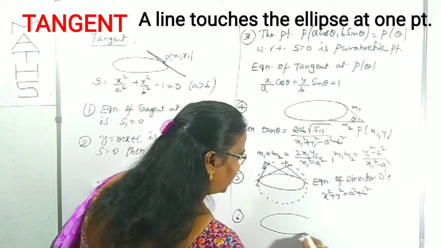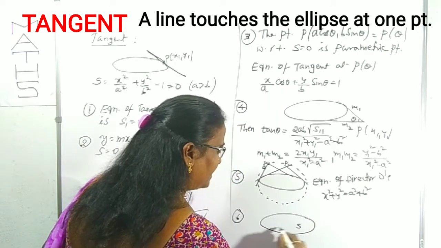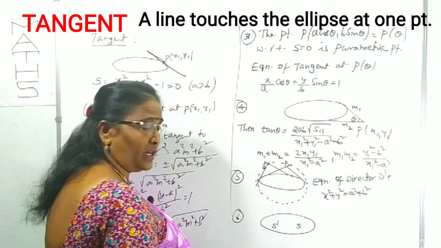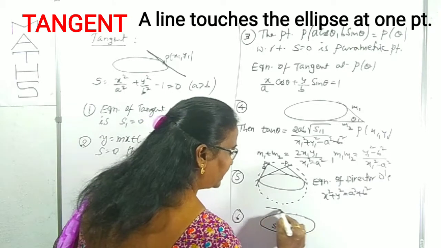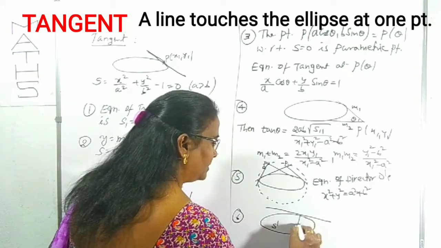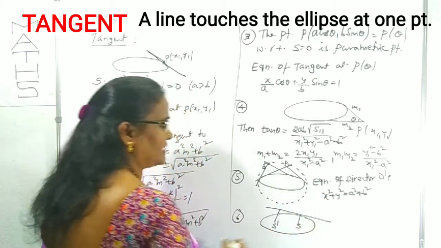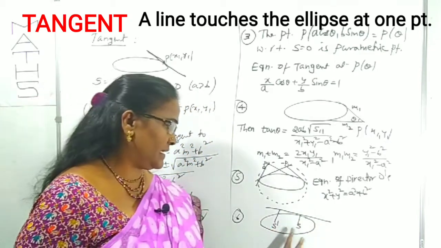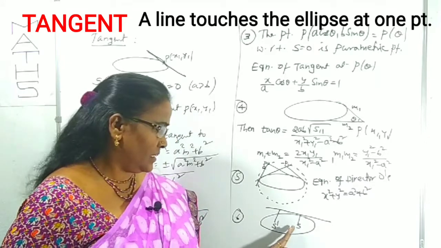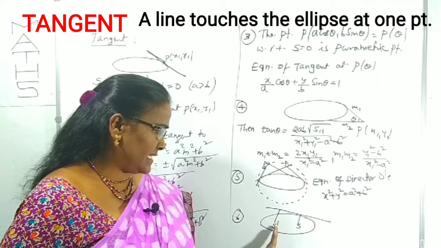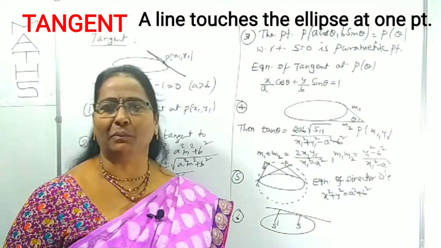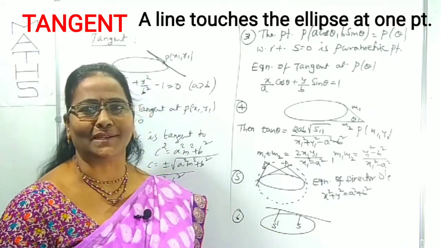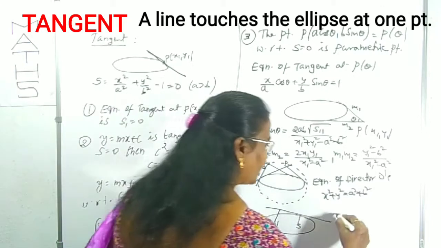From the foci, S and S dash, which are clearly fixed points, if you draw the perpendiculars to any tangent, the locus of such points forms a circle. That is known as an auxiliary circle.